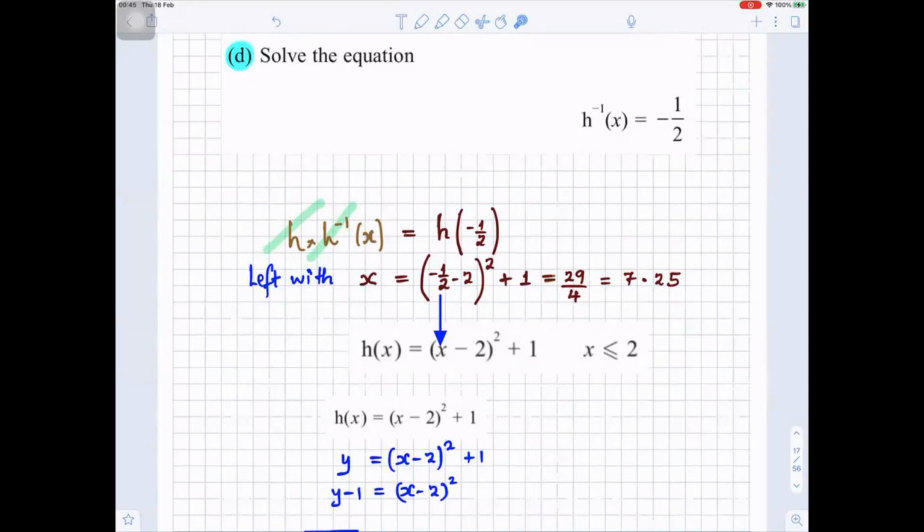H of minus a half means you substitute minus a half for x. So this is h of x, so wherever you see x, you put minus a half. So you put minus a half minus 2 all squared plus 1. And from there, you would see y equals x minus 2 all squared plus 1.